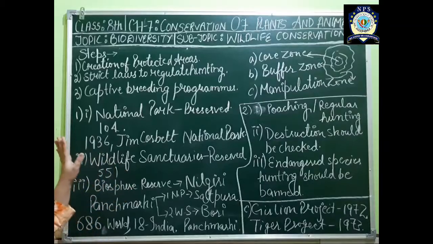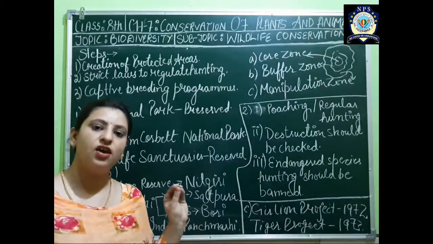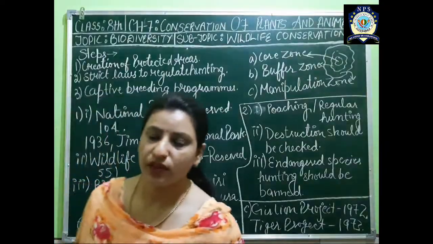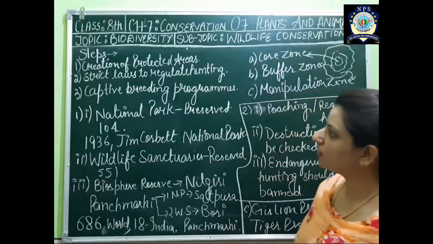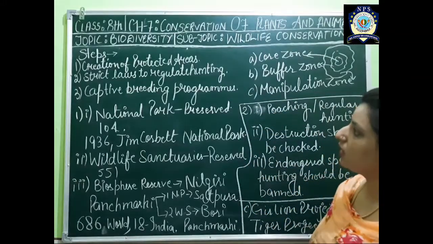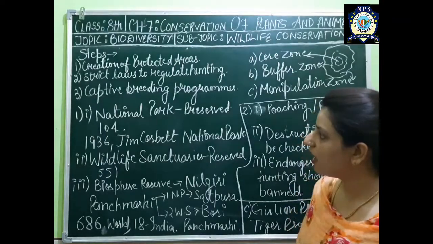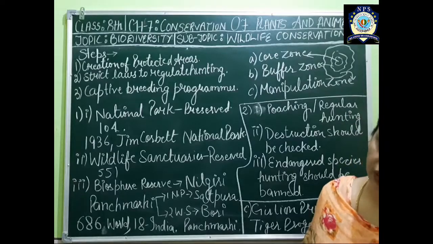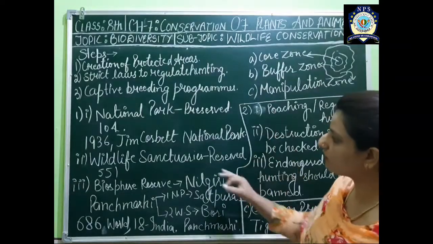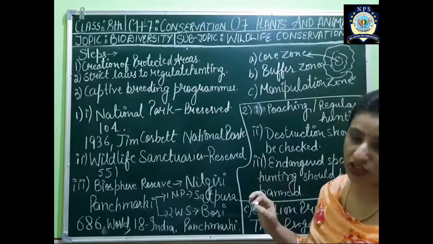So this is all about the three main strategies to conserve the wildlife. Very quickly, let's recap what we have learned today. We have learned the steps for wildlife conservation: protected areas, some laws, and then captive breeding. Under protected areas, there are three types: national parks, biosphere reserves and wildlife sanctuaries.